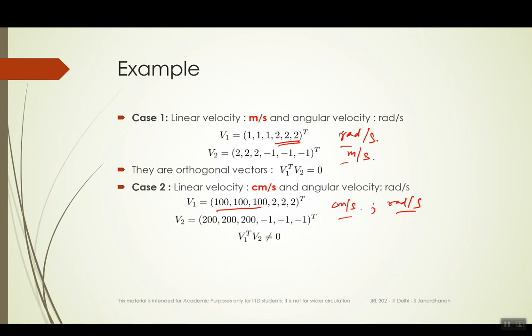In the first case, if you do V1 transpose V2 with these numerical values, you would get V1 transpose V2 is 0. But in this case, it is not 0. So even though the vectors have not changed, the orthogonality condition seems to have been lost.